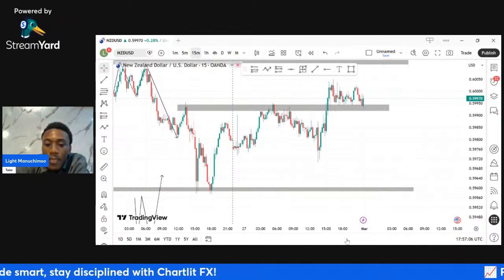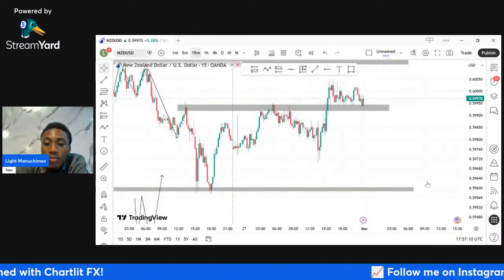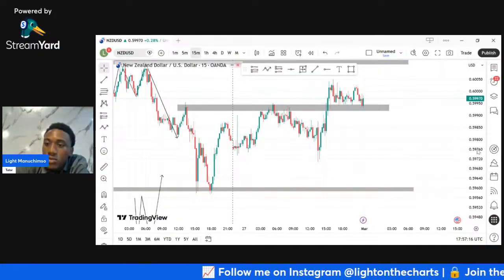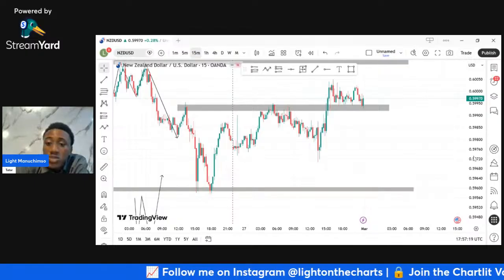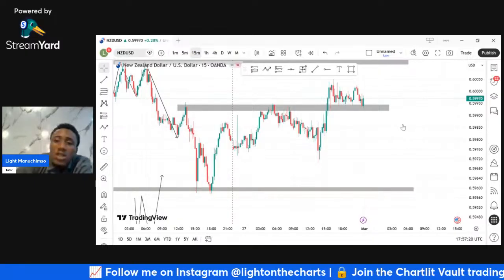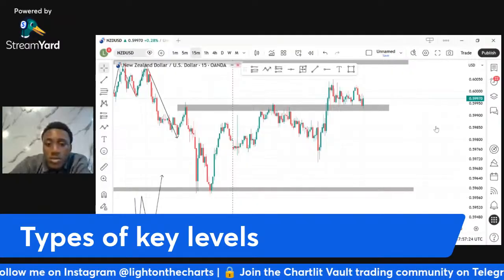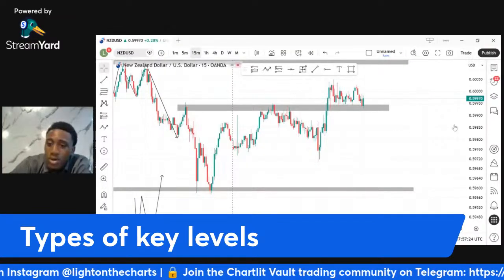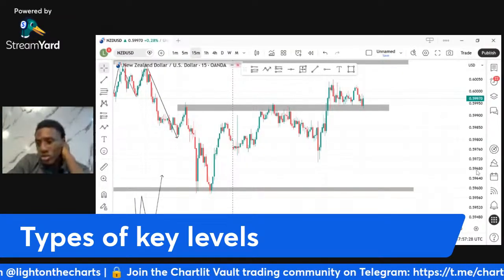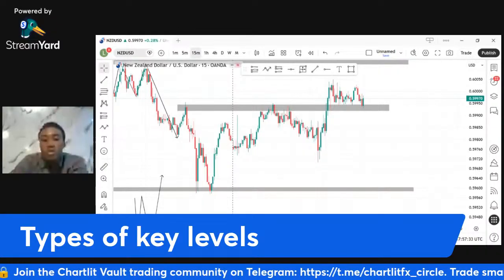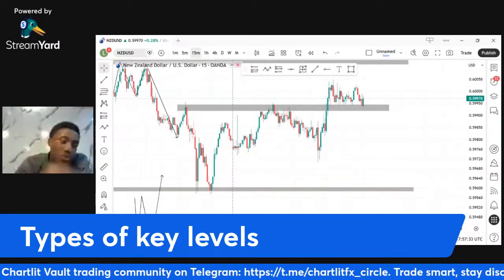So moving on to the next point. The next thing we are going to be looking at are types of key levels. We already know that, right? We have different types of key levels, and I've talked about that in the previous session, so I'm not going to go much in depth on it. Just going to talk a little about it.